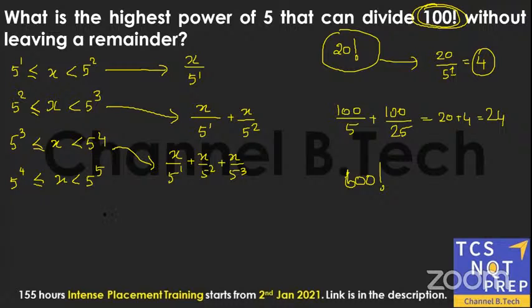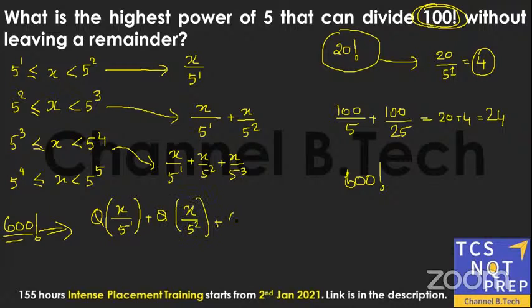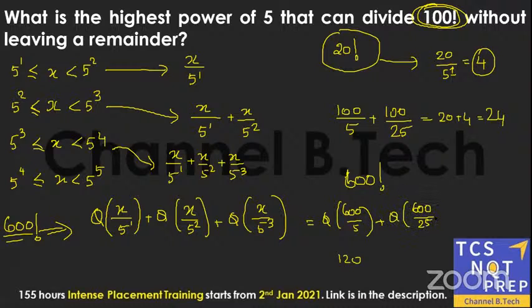Now, one more thing. Remember everyone, you don't have to find the decimal values. You have to find only the quotient. So for 600 factorial, what we have to do is: quotient of x by 5 power 1 plus quotient of x by 5 power 2 plus quotient of x by 5 power 3. What is the quotient of 600 by 5? It will be 120. Quotient of 600 by 25 will be 24.